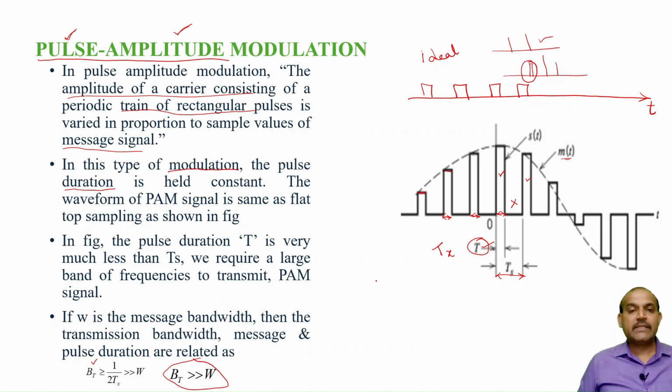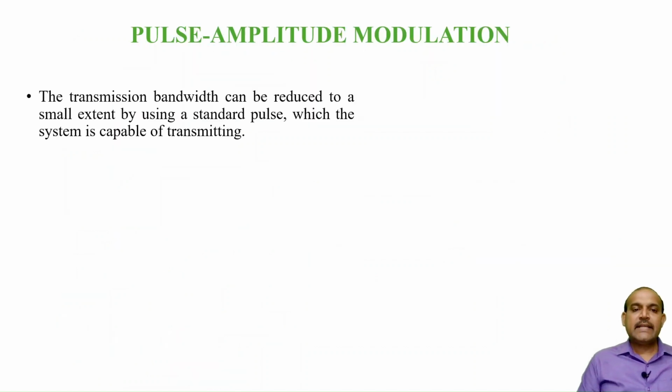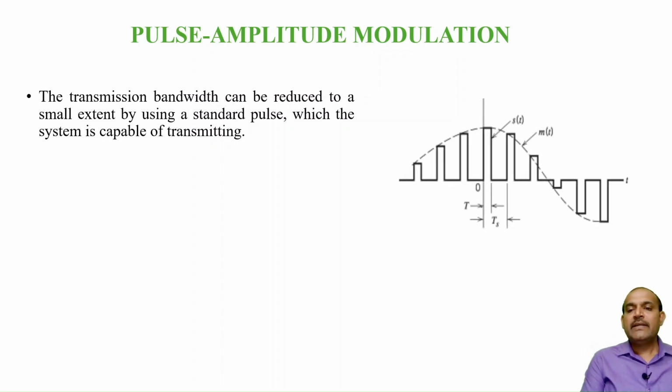Anyhow, this is a disadvantage of pulse amplitude modulation, but let us understand it better with mathematical expressions. As the transmitted bandwidth is very high, it can be reduced to a small extent by using standard pulses which the system is capable of transmitting.